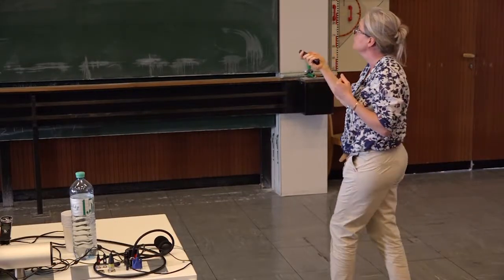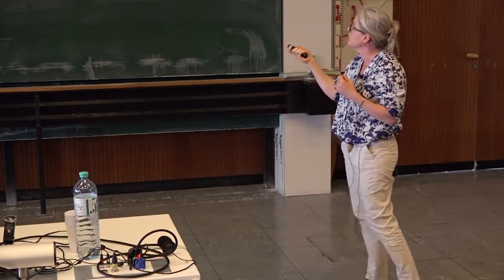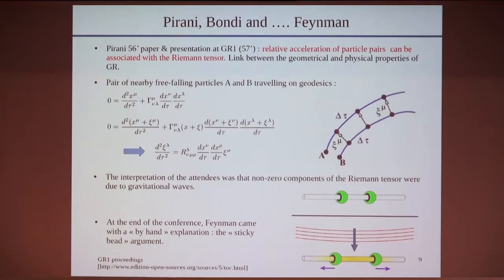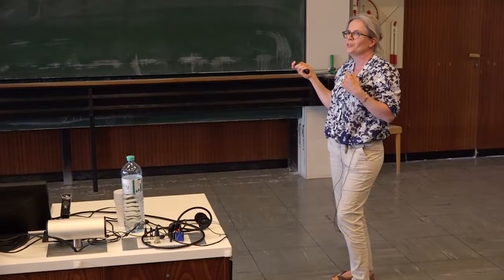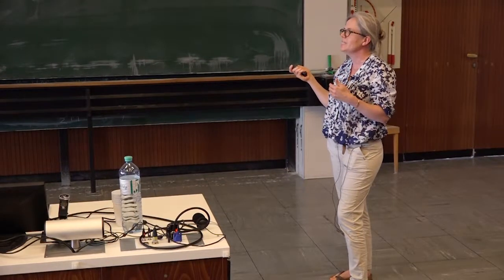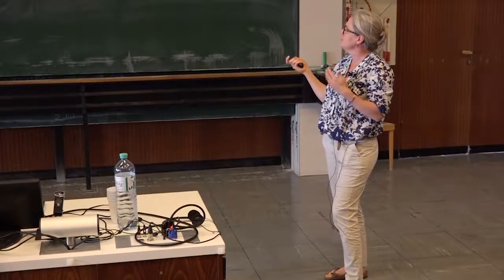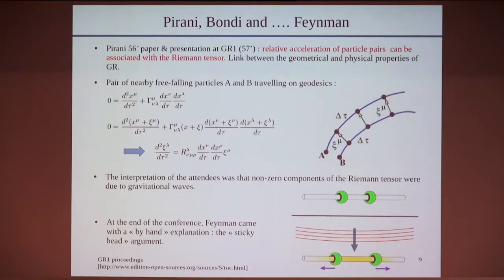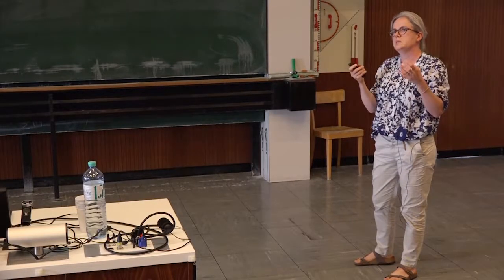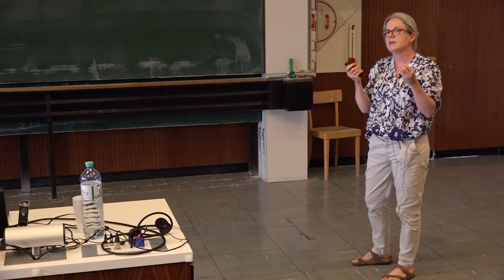Feynman was not really a big fan of GR, or at least was not really working on it, but Feynman is Feynman. And so he was participating in the conference, and at the end, he made a presentation where he came back to Pirani's presentation and tried to explain by hand what the geodesic deviation equation means. And this is the famous sticky bead argument. And this is really the argument that convinced people that gravitational waves are real and can be detected.